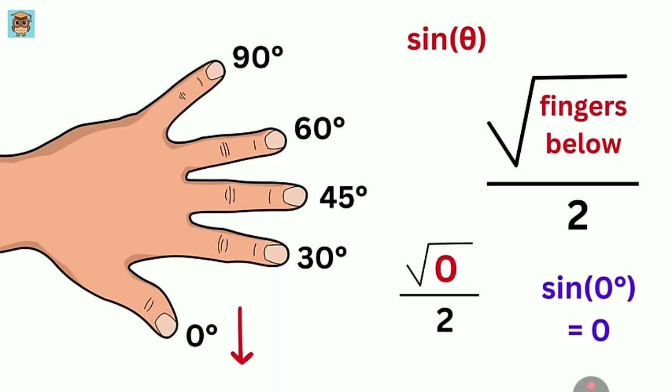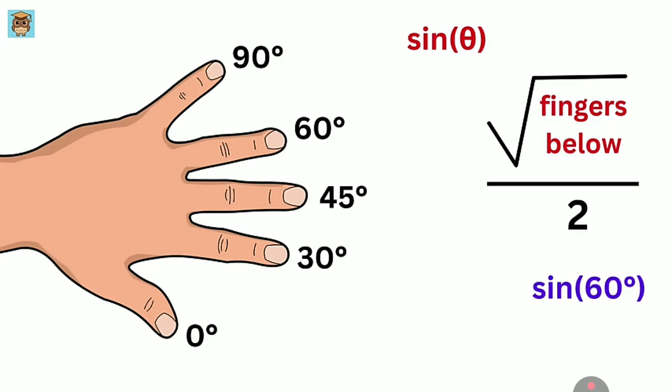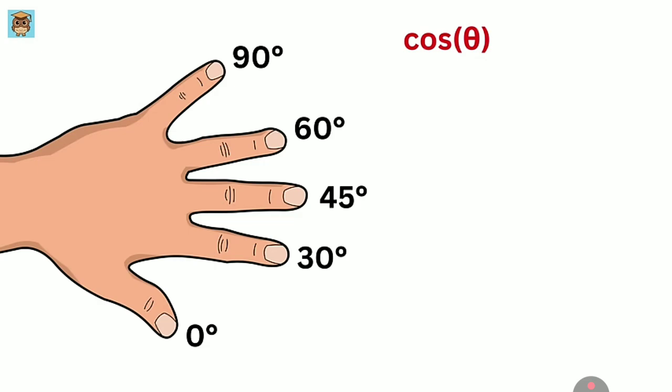Nice, but that was easy. Let me show you a tough example. For example, sine of 60 degrees. This is 60 degrees. So, the number of fingers below it is 1, 2, and this, which is 3. So, sine of 60 degrees is simply square root of 3 divided by 2, and that's it. See, it's super easy. Now, let us move to cos theta.